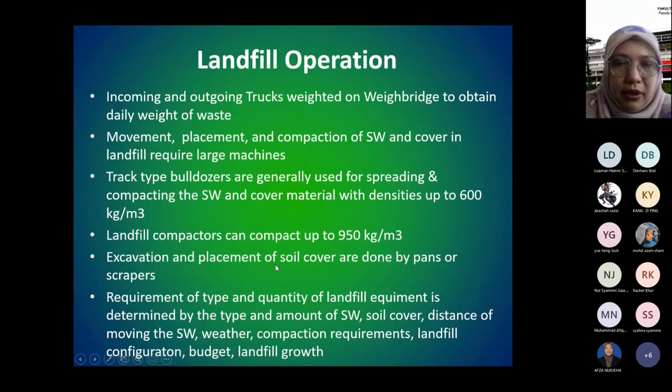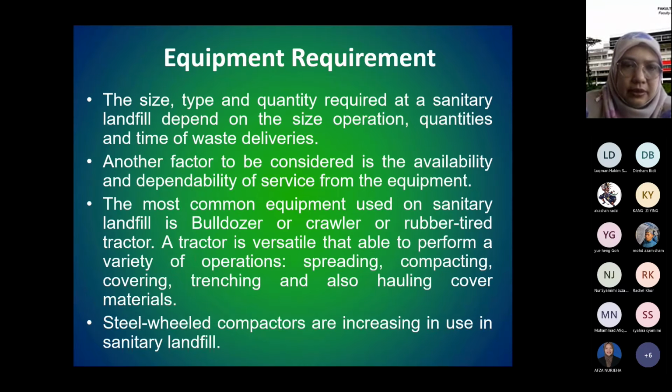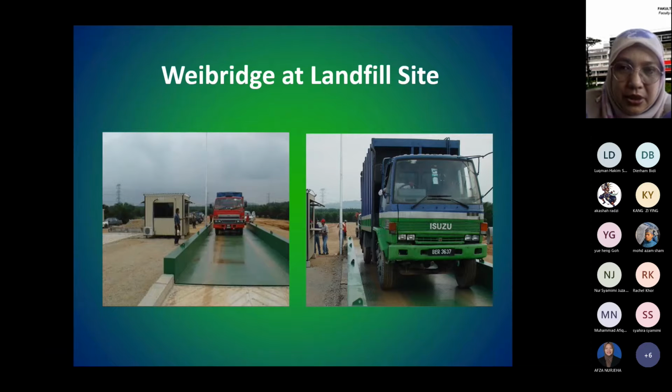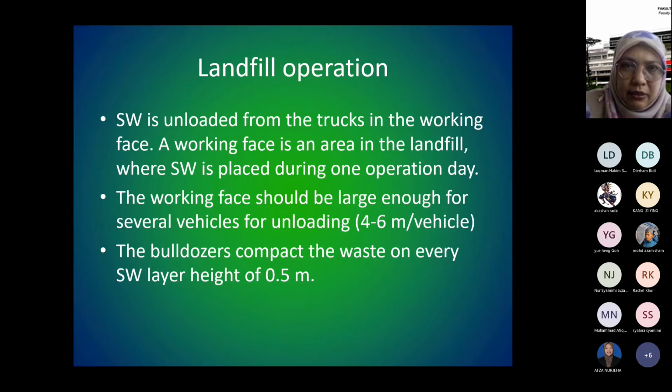Next, excavation and placement of soil cover are done by pans or scrapers. The requirement of type and quantity of landfill equipment is determined by the type and amount of solid waste and soil cover. So what are the types of equipment required? Bulldozers or the compactors. The weighbridge is also one of the equipment required for the landfill.